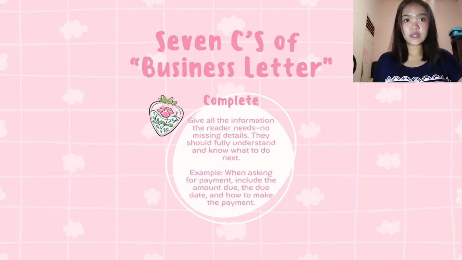And the last one is complete. Give all the information the reader needs, with no missing details. They should fully understand and know what to do next. For example, when asking for payment, include the amount due, the due date, and how to make the payment.